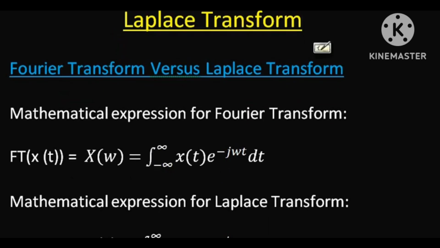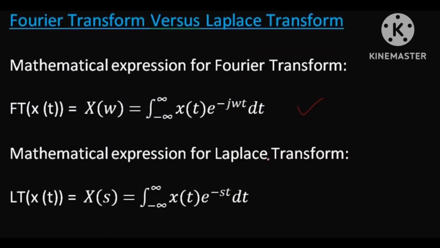So here the mathematical expression for Fourier transform is: Fourier transform of x(t) is equal to X(omega), that is equal to integration from minus infinity to infinity x(t) e raised to minus j omega t dt.